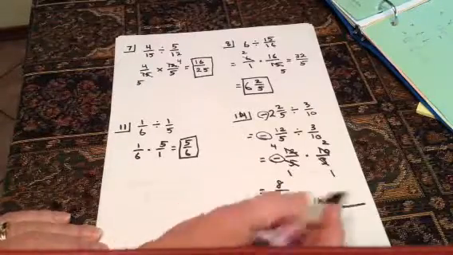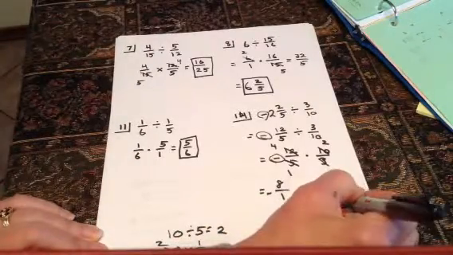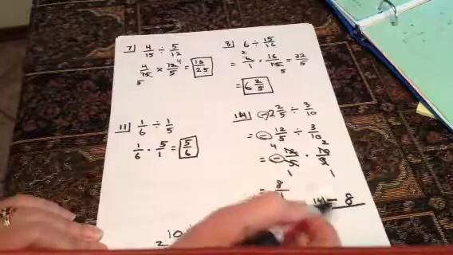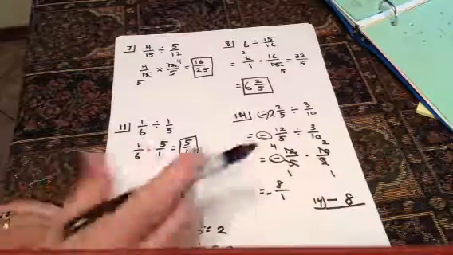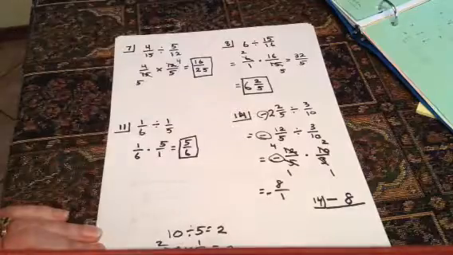Now, negative 8 over 1 is negative 8. So our final answer on that one is negative 8. It's very easy to forget that negative when you're doing that rule.